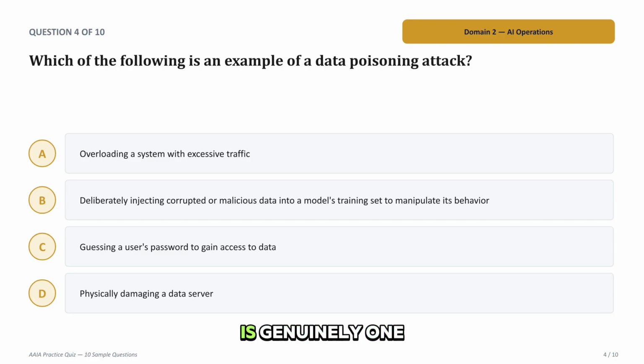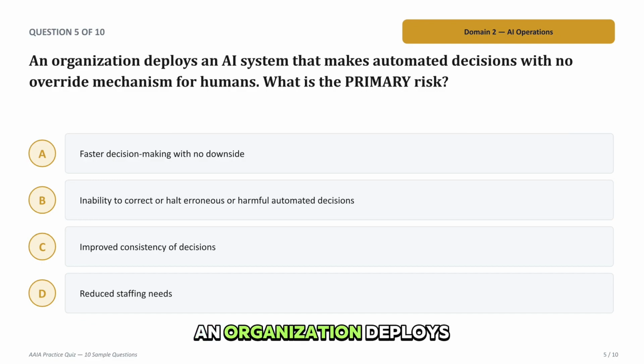Okay, this next one is genuinely one of the harder questions in the whole bank, and human oversight-related scenarios are very important to know for the exam. Take your time. Question 5. An organization deploys an AI system that makes automated decisions with no override mechanism for humans. What is the primary risk?